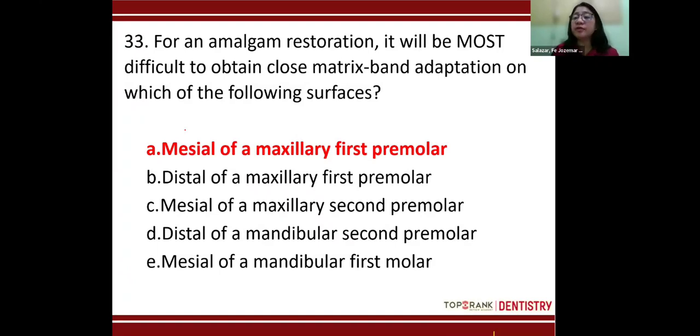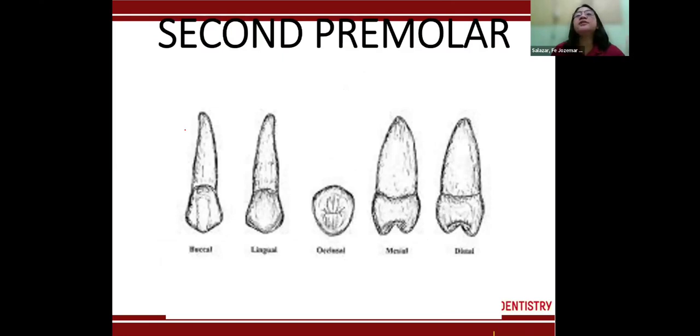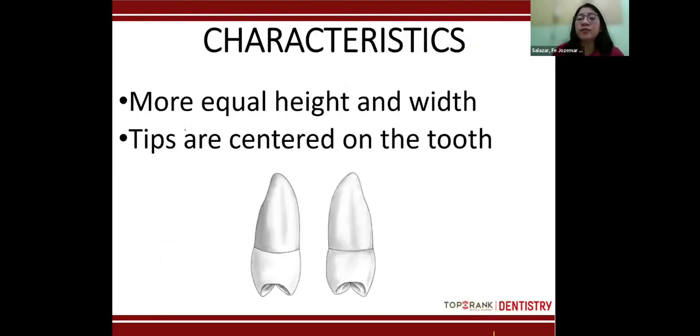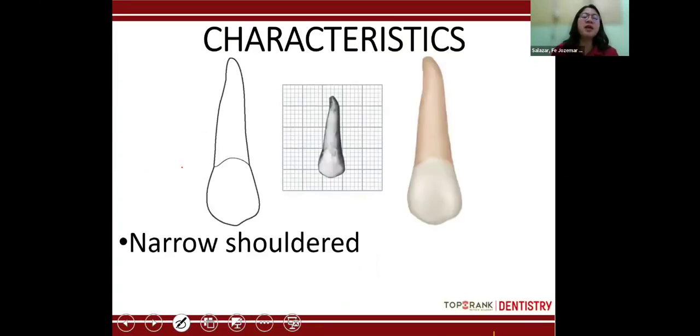Okay, so number 33, the correct answer is letter A. Okay, so let's now discuss your second premolar. Okay, so you have more equal height and width on both cusps. Yan. And the tips are now centered on the root. Di kagaya kanina sa first premolar, yung buccal cusp naka distal, yung lingual cusp naka mesial. Ito centered on the root. Okay? It's narrow-shouldered kasi equal yung kanyang buccal and lingual widths.